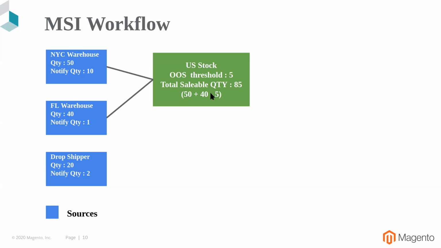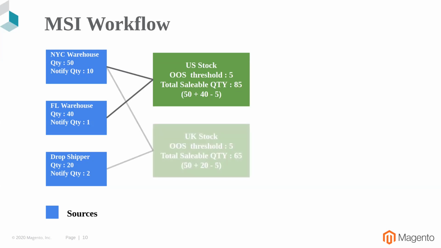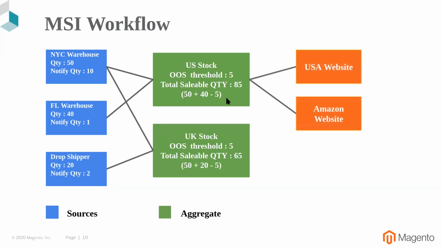For that product, he can add the out of stock threshold value, so that the sellable quantity of that mobile would be 85. Similarly, he can create a different stock using two different sources, like NYC plus dropshipper, which is this UK stock. These are also called aggregates, or simply stock in terms of MSI. I can assign multiple websites to my stock. For the US stock, I have the US website and Amazon website. For the UK stock, I have the UK website.